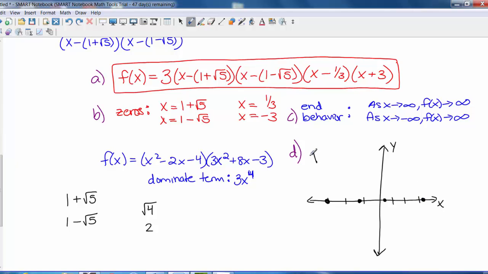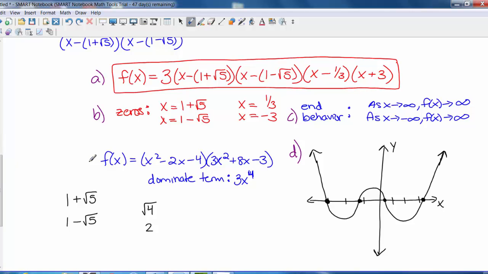Alright, so our ends, we said, were headed in the upwards direction. And each of these zeros has a multiplicity of 1, so they're going to intersect. So we'll come down and up and down and up. Remember, we're not going to label our y-axis because we're not sure where the relative mins and maxes are without our calculator.